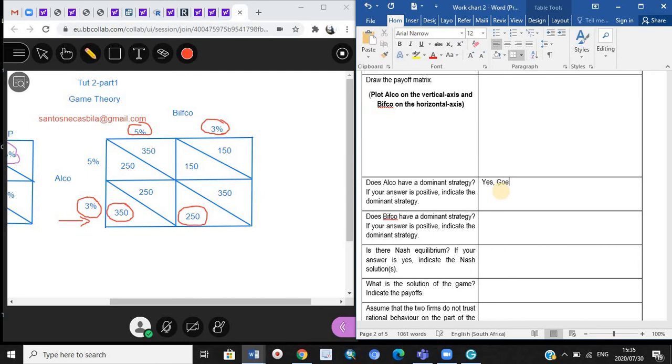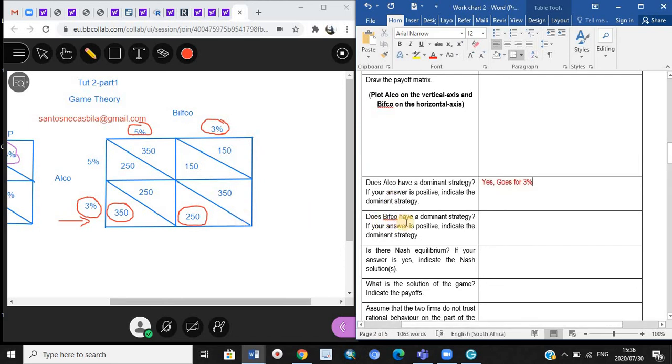He goes for 3%. Attention, no matter what Bilco does, he will choose 3%, because if Bilco goes for 5%, it's even better. I mean, it's better even if he goes for 3%. So either way, he's going to choose the same strategy. Very good. So this is what we say.